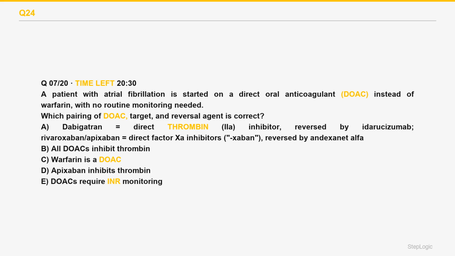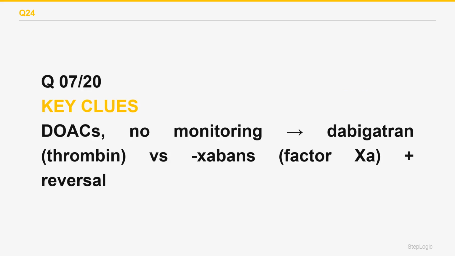Which pairing of DOAC, target, and reversal agent is correct? A patient with atrial fibrillation is started on a direct oral anticoagulant, DOAC, instead of warfarin, with no routine monitoring needed. Read the question. Which DOAC pairing is correct? Dabigatran, thrombin, idarucizumab; the xabans, factor Xa, and andexanet.